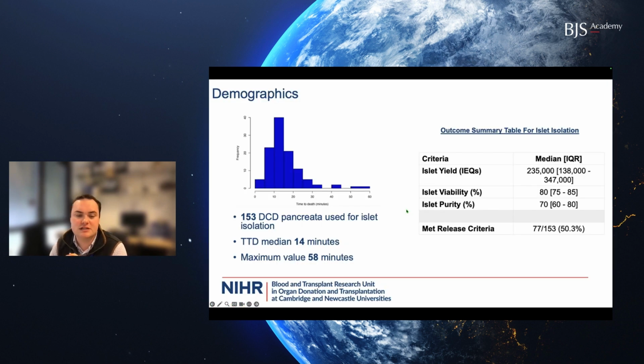So in total, we included 153 pancreata utilised for islet isolation, with the median time to death being 14 minutes. The pancreas has a shorter stand-down time compared to other organs, with a maximum time to death of 60 minutes. We assessed the overall islet isolation result, with the median value of all parameters meeting release criteria, and 50.3% of pancreas that were included in our cohort had their islets meet release criteria.